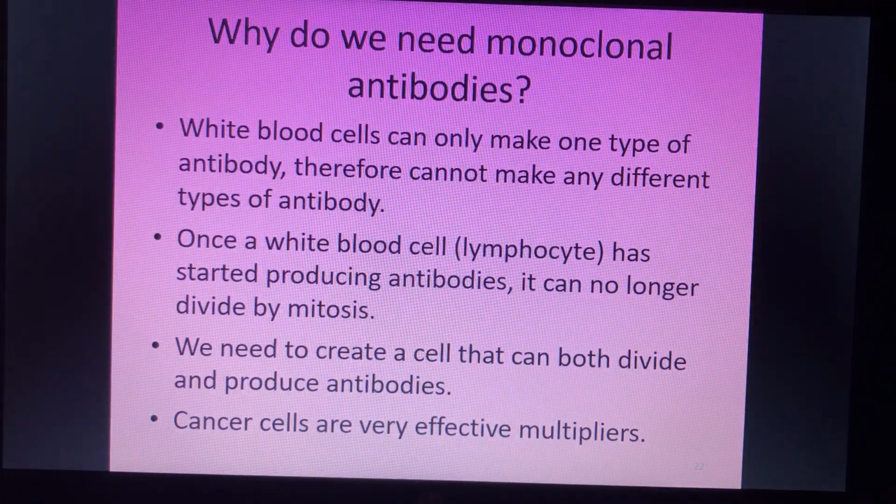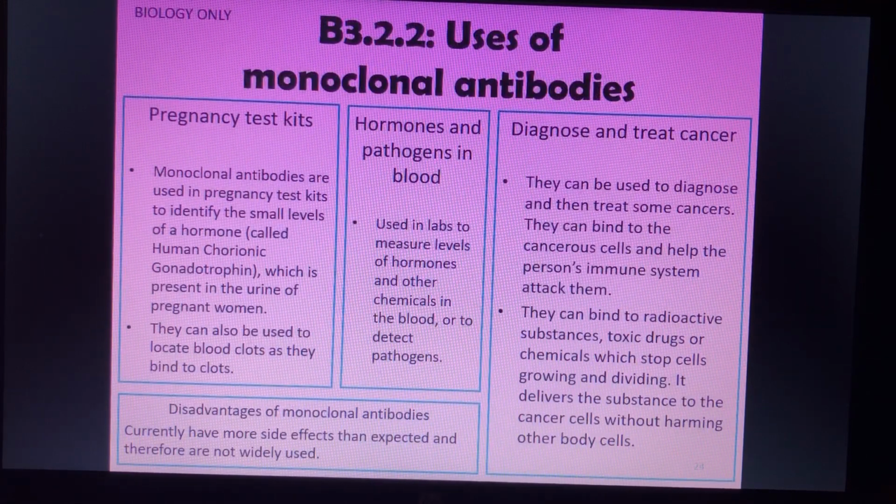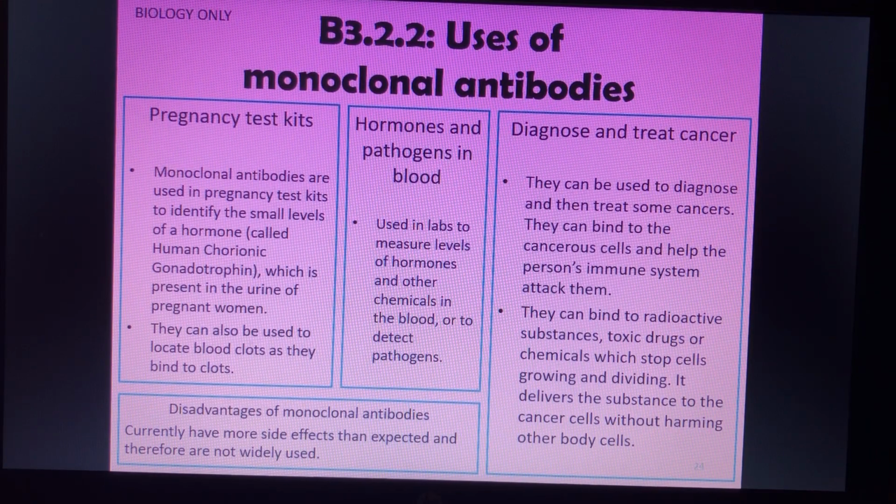There's the information. You can pause that if you need to, but I've talked through all of that. So how they're used, they can be used in pregnancy test kits. More about this when we talked about it in class. There is a hormone called HCG that women produce when they are pregnant, and monoclonal antibodies can be used to detect that hormone in the blood, in the urine, and inform if the woman is pregnant or not.